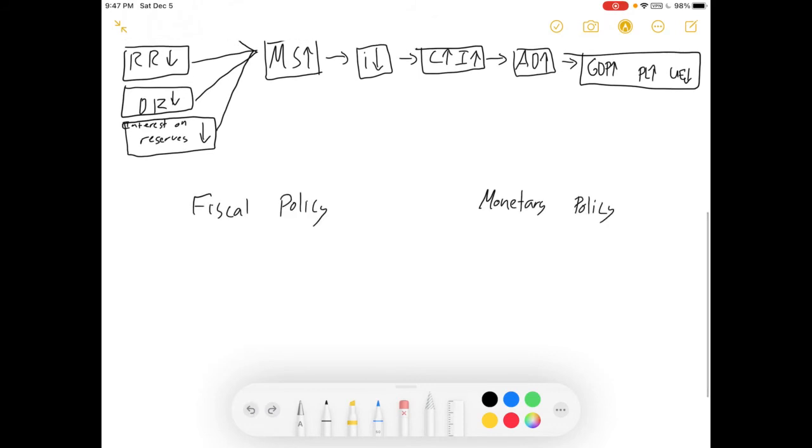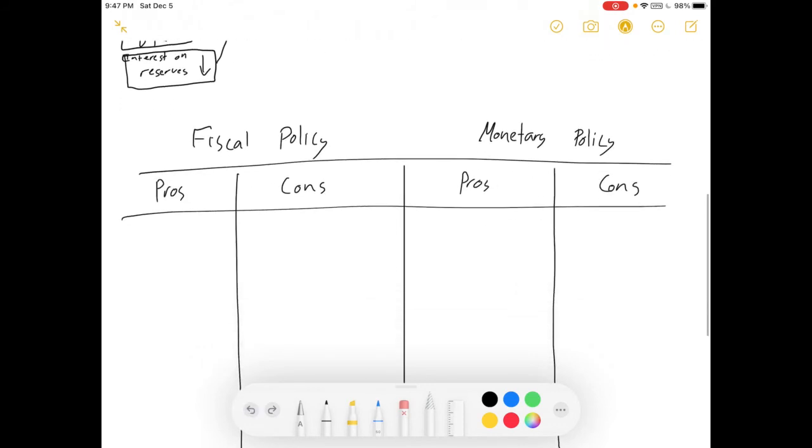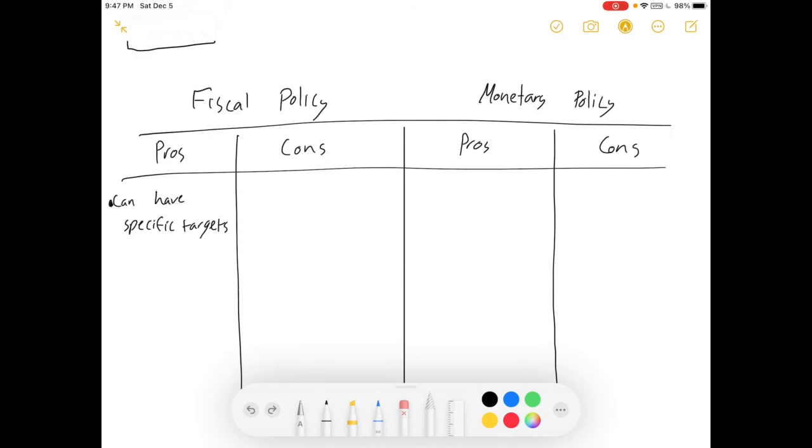Now, I've got some of the pros and cons to each. Fiscal and monetary policy, pros and cons. Let's see, fiscal policy can have specific targets. When we change government spending, we can boost spending in specific industries or areas, or we can target specific populations. Same with taxes. We can target individual groups or firms or industries or whatever. We can also use our taxation to address externalities.